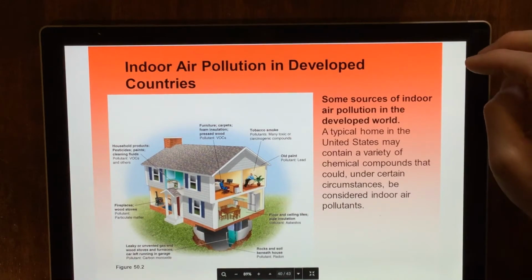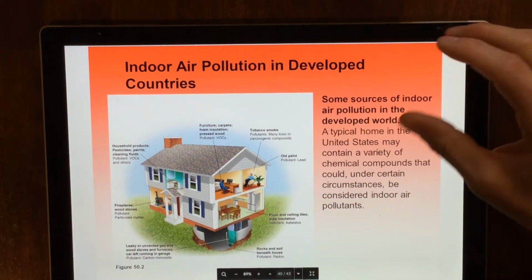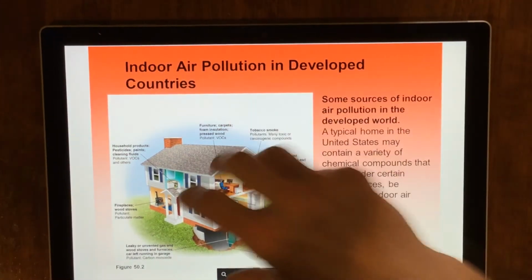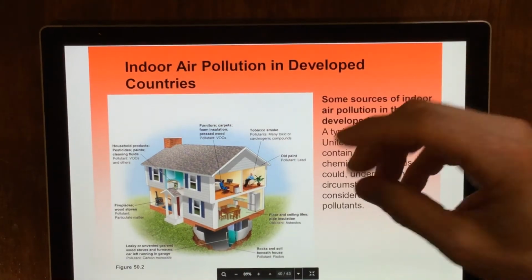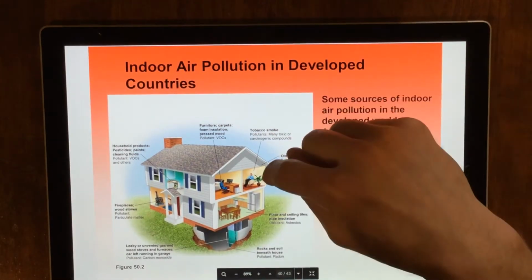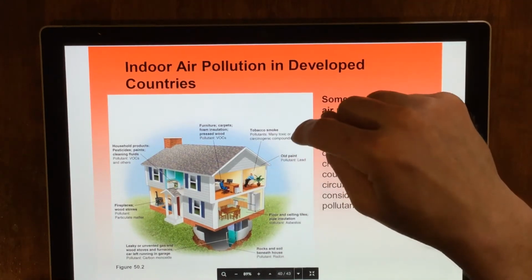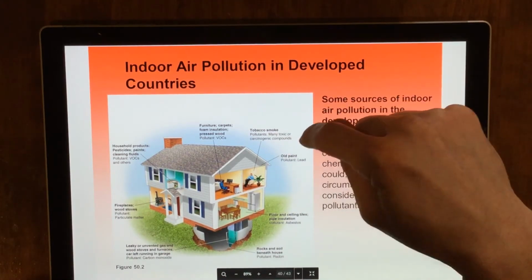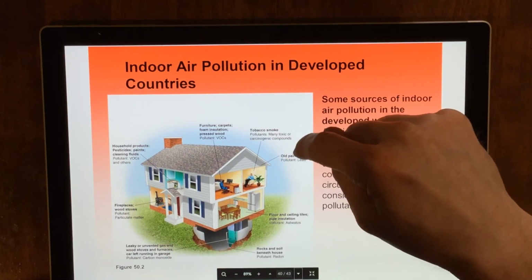So anyways, indoor air pollution in developed countries. Some sources of indoor pollution in a typical home in the United States may contain a variety of chemical compounds, and this leads to sick building syndrome, right? If you were in a workplace, you got all these VOCs. This guy's straight up smoking in his house. People used to do it, which is wild. Not really anymore, obviously. I hope not.